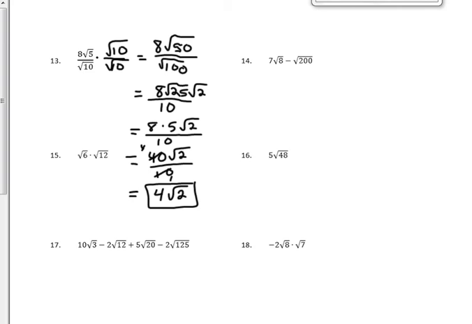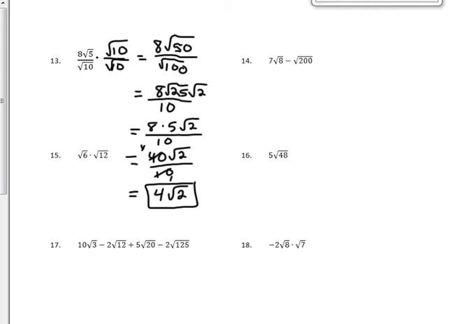Do not reduce the 2 with the 10. That is not something that we can do. Outside of the radical goes with outside of the radical, inside the radical goes with inside the radical. So there's a simplifying problem with rationalizing the denominator. That's a little bit tougher.